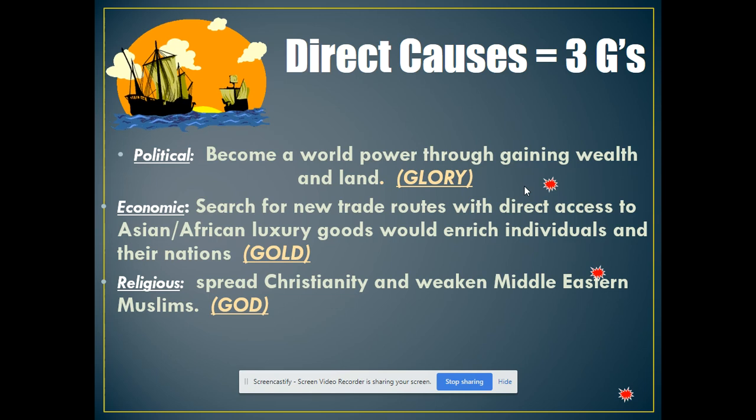Second thing with mercantilism, colonies are there to benefit the mother country. We'll get to that later. And then thirdly, you always want to sell more than what you're buying. Well, they want to get more luxury goods, and then they can export them to other parts of Europe.